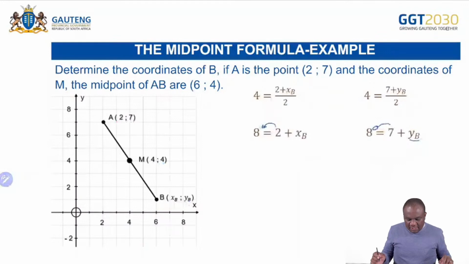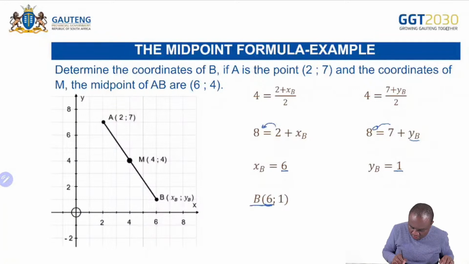What is 8 minus 7? We subtract 7 from both sides of the equation. So it means xp is 6 and then yb is 1. So the coordinates of B are 6 and 1: the x coordinate is 6 and the y coordinate is 1.